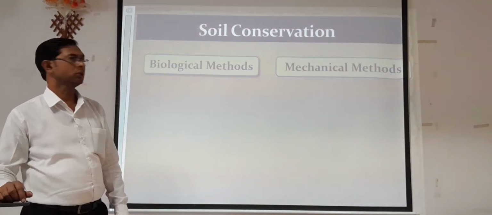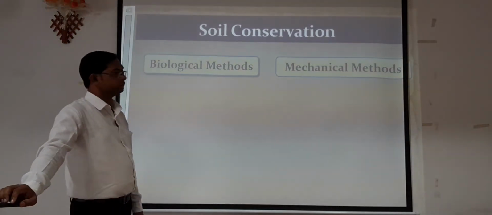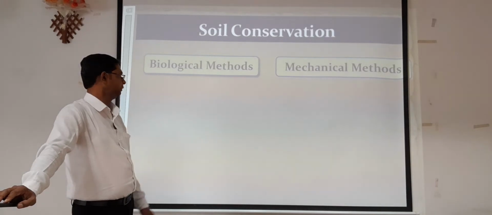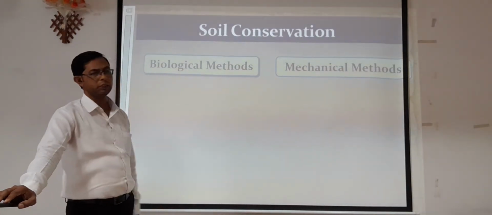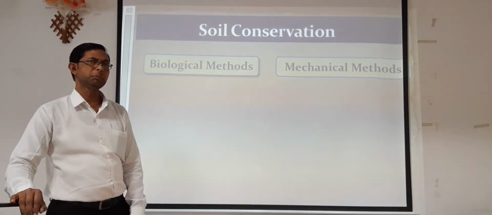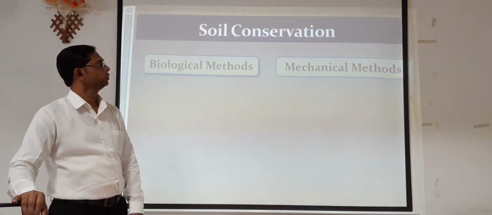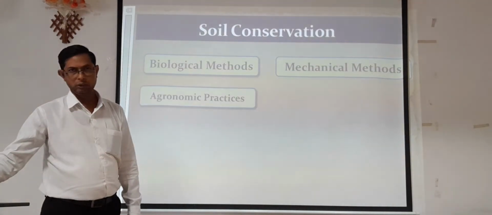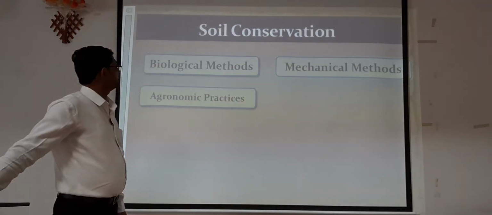Now how can we do the conservation? Two methods we can use, one biological method and one mechanical method. In the biological method, we use natural methods, and in the other we use machines and different parameters to stop the erosion, which we call a mechanical method. Now what is the biological method?